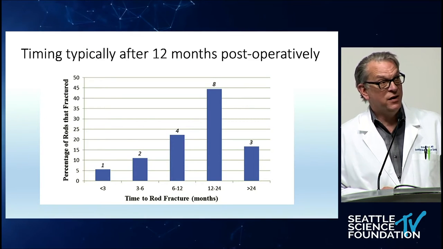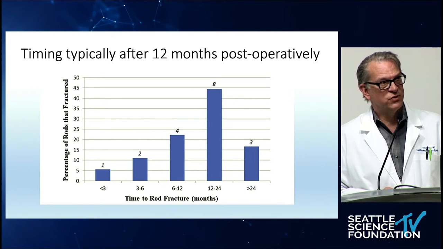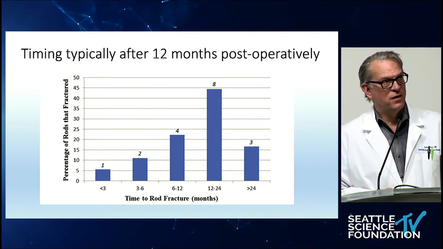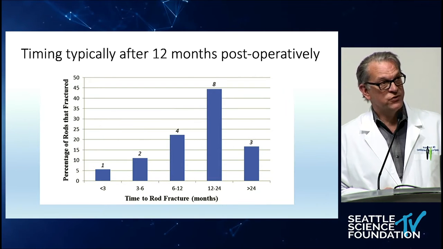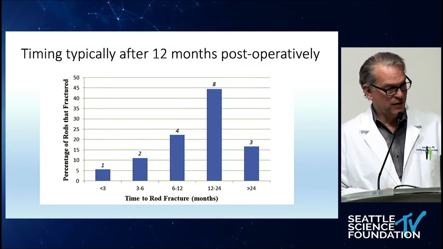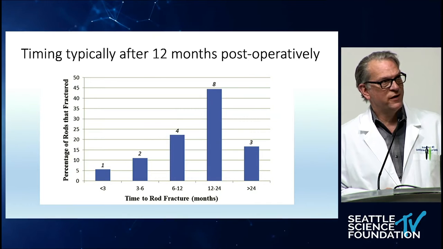We know the timing, typically these constructs last, and they should last at least 12 months in most cases, but between 12 and 24 months is really where we see the greatest number of these occurring, and that's really kind of a heartbreak for patients because they're just seeing the benefits of the surgery, and suddenly they're suffering again because of rod failure.